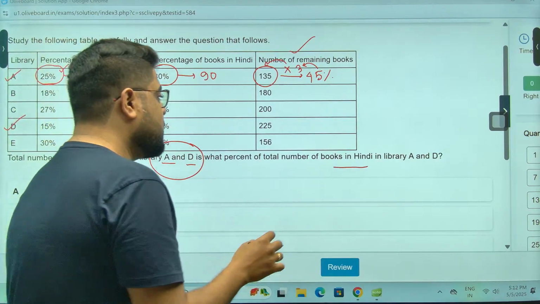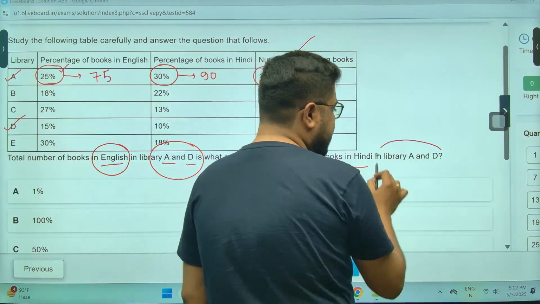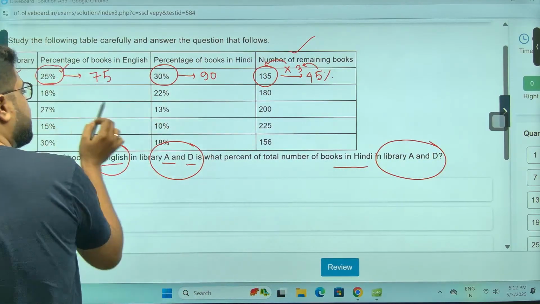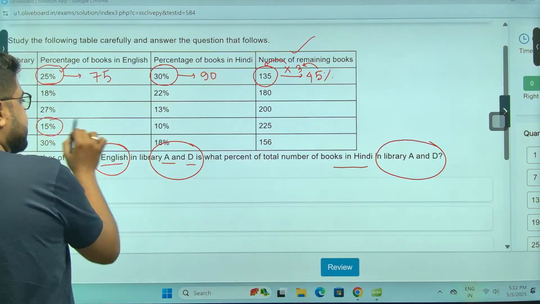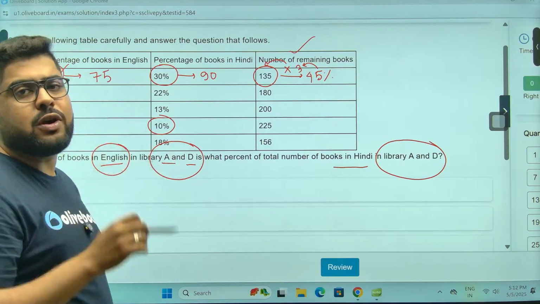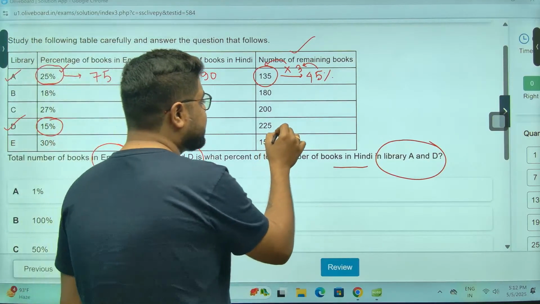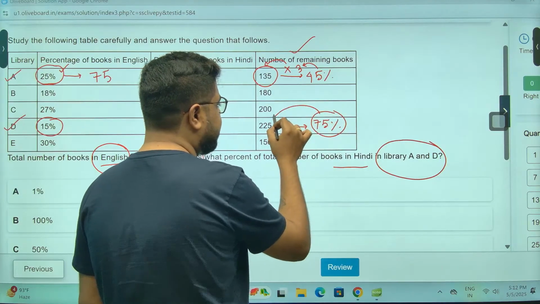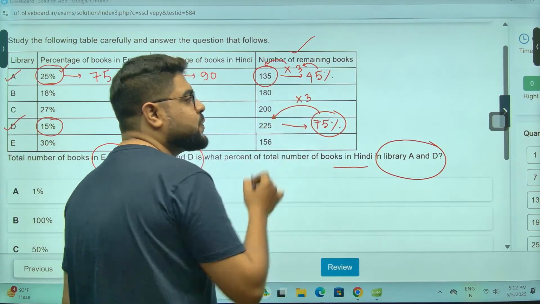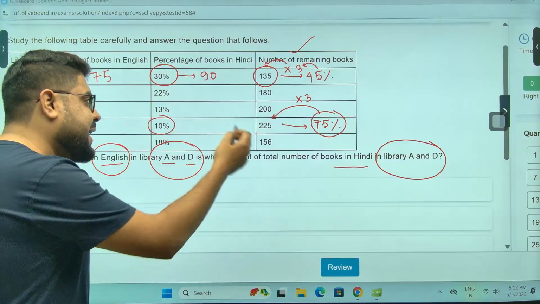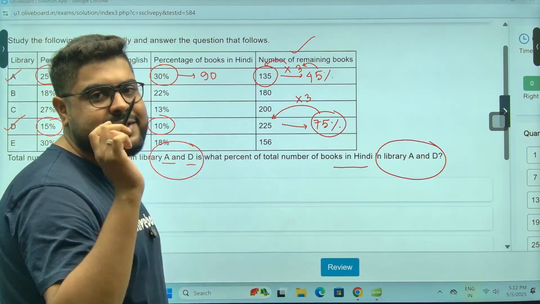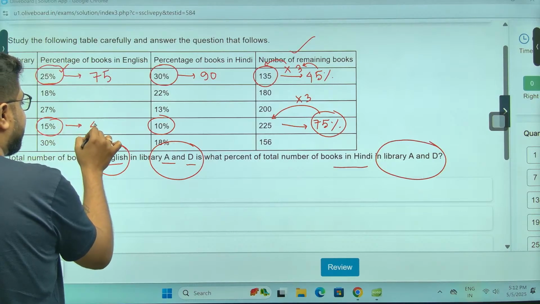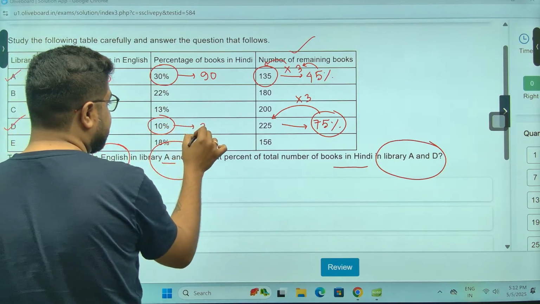Now, Hindi books also we need. Sir, let's talk about D. D is 15% and 10%, 25% gone. So 75% is the remaining. 75% is 225. 75 into 3 is 225. So that means here also every percentage is 3. Every percentage 3 means 3 15s are 45 and 3 10s are 30.